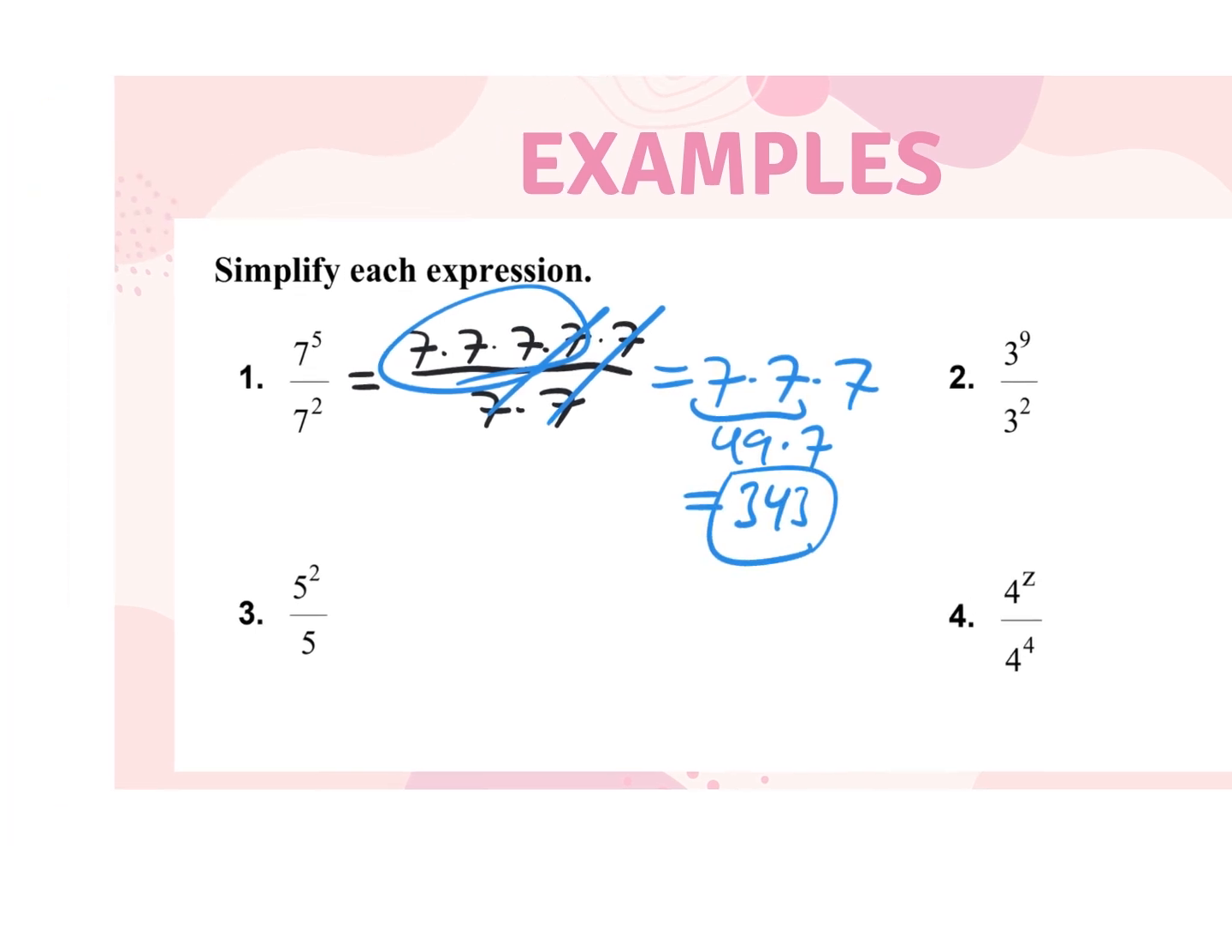All right, but you don't want to do that every single time, right? What you do want to do instead is use our exponent rules and say that this is 7 to the 5th minus 2, and then 5 minus 2 is 3, so 7 to the 3rd, which is also 343. Right, so we should get the same answer. 343.